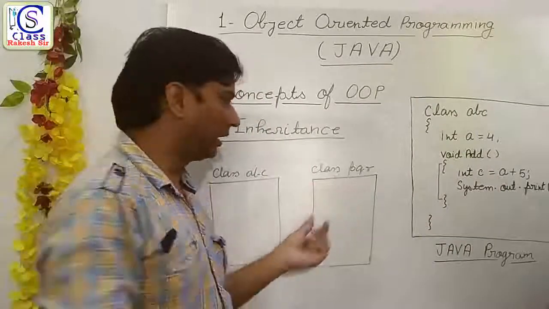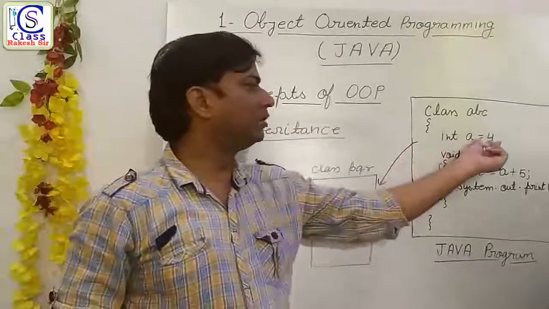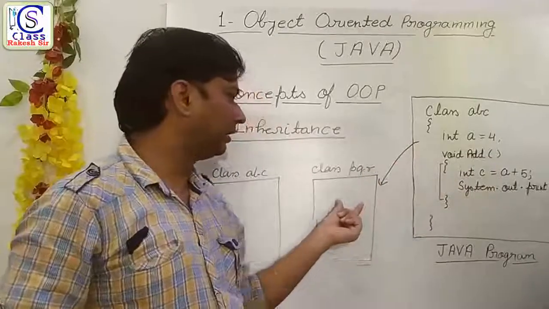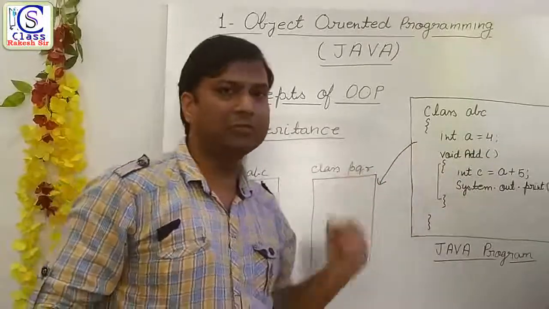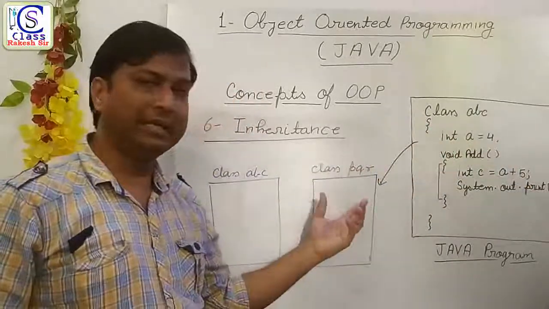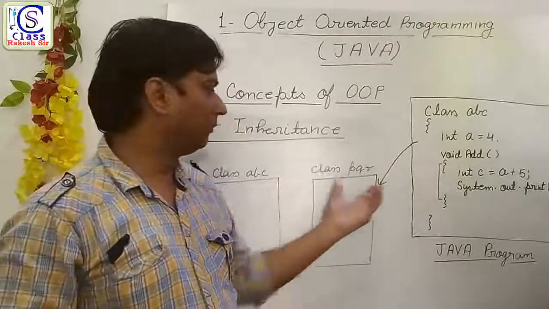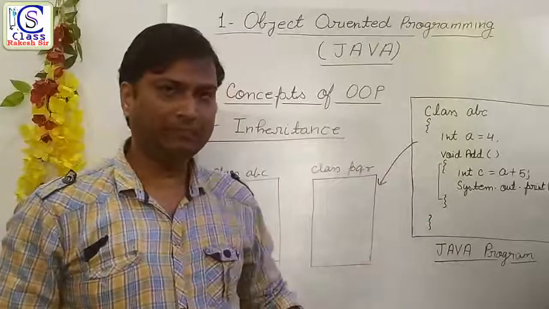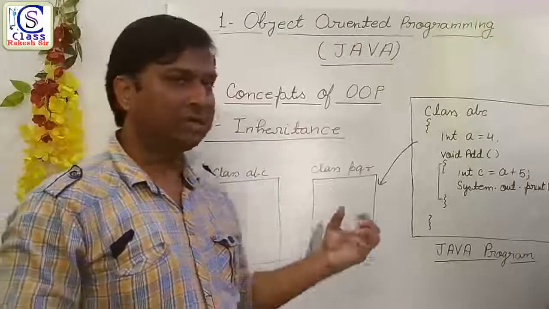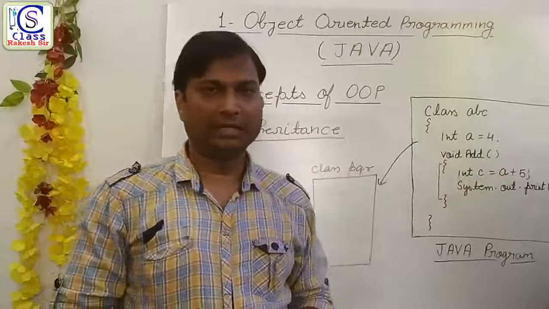If you are using these properties in any other class, just look here. I have a class PQR. Now I am going to use the properties of ABC in PQR. It means we are using this variable A here, and we are using this add method here in PQR. So this concept is known as inheritance. How we will use another class's property in a class, I will explain when I explain how to perform inheritance. But here you have to understand what inheritance is. Inheritance is a concept where one class uses another class's property. That is called inheritance.